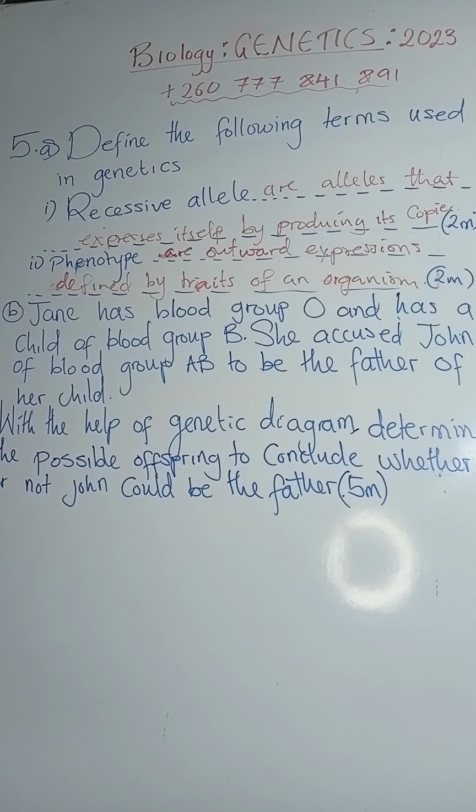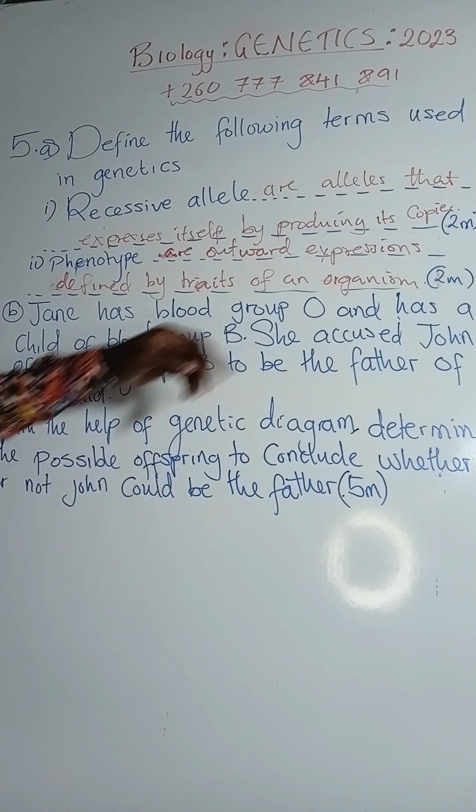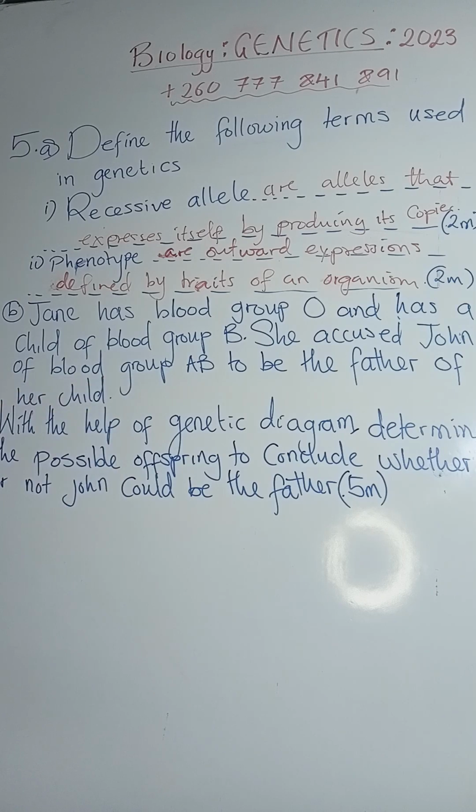According to the question, Jane has blood group O and has a child of blood group A, blood group B. Now they're saying she accused John of blood group AB to be the father of her child. With the help of the genetic diagram, determine the possible offspring to conclude whether or not John could be the father. Before you draw the genetic diagram, there are some rules which we must respect.